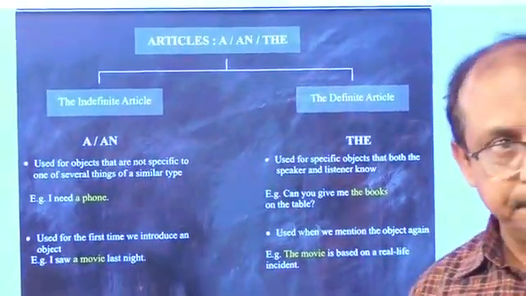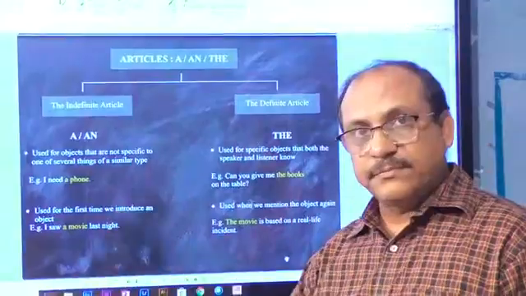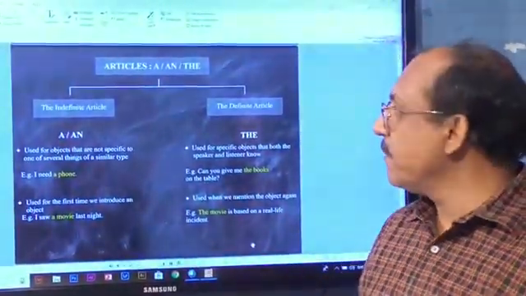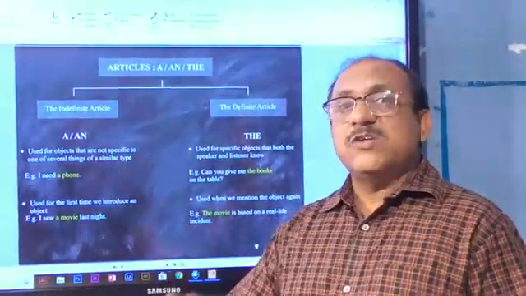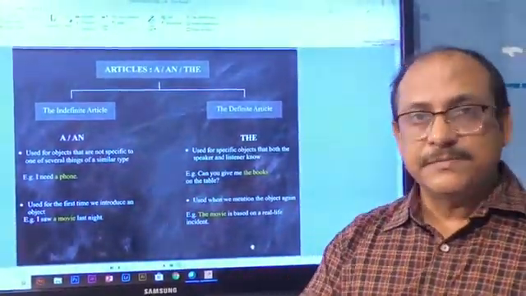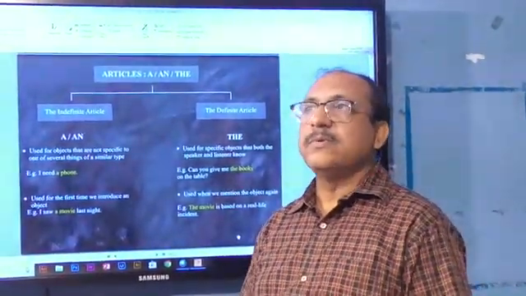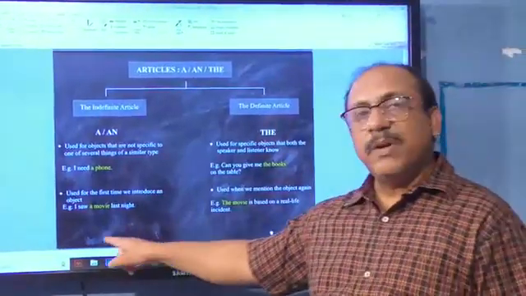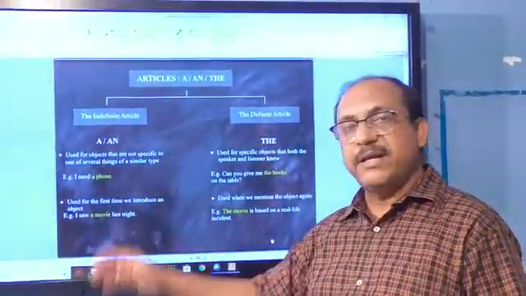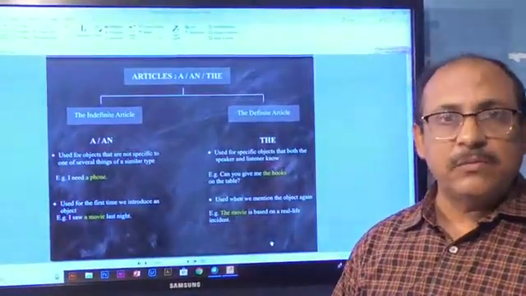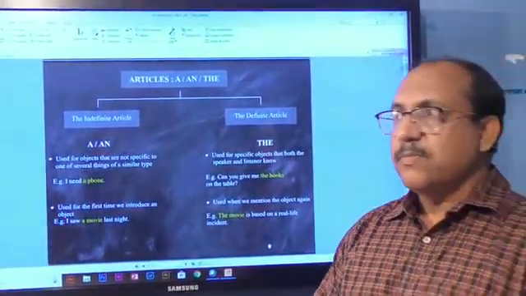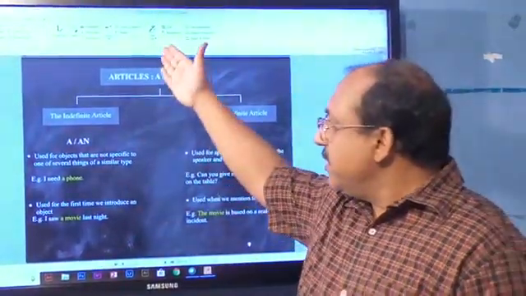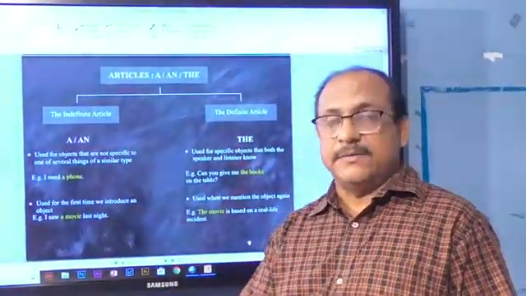Let's take an example. I need a phone. Here phone is a noun. A is used before the noun, a phone. The phone is not specific, not definite. It can be any phone. So, a is used before phone. Another example, I saw a movie last night. A movie. Movie is a noun, and a is used before it. Which movie? An indefinite one. We don't know. So, this is the use of the indefinite article.